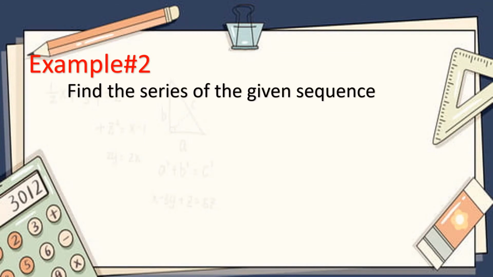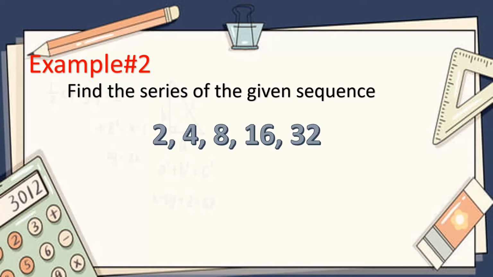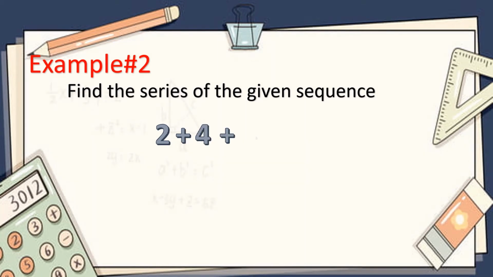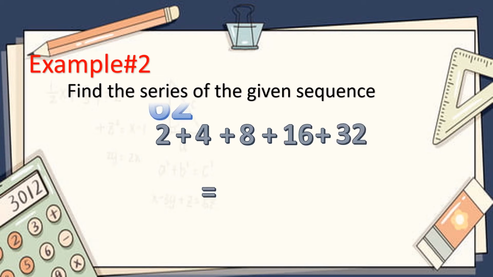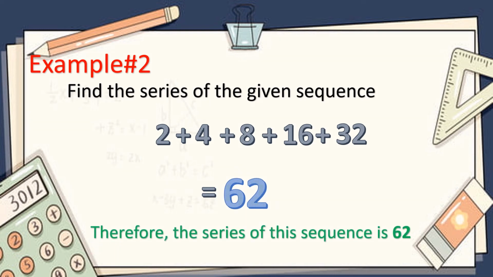Another example is 2, 4, 8, 16, 32. To get the series of the given sequence, you just add all the terms in the sequence. So, 2 plus 4 plus 8 plus 16 plus 32, which is equal to 62. Therefore, the series of the given is 62.